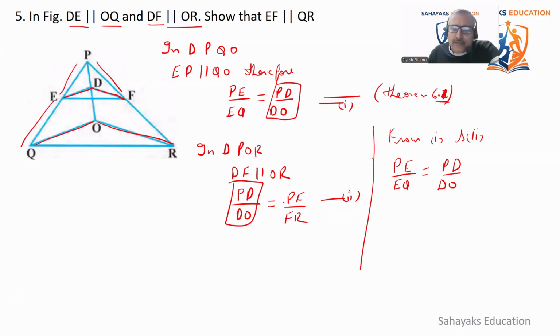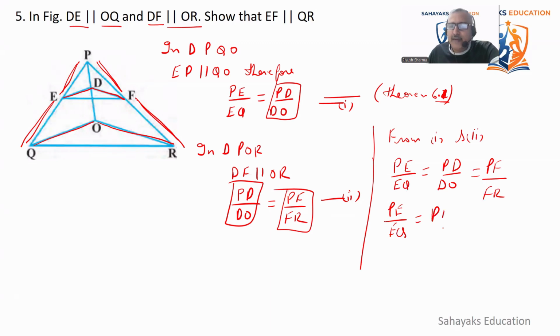So we have to write this one: P divided by EQ is equal to PF divided by FR. So it becomes PF divided by FR. So P divided by EQ is equal to PF divided by FR. Because it is the same, I'll just write it again. P divided by EQ is equal to PF divided by FR.